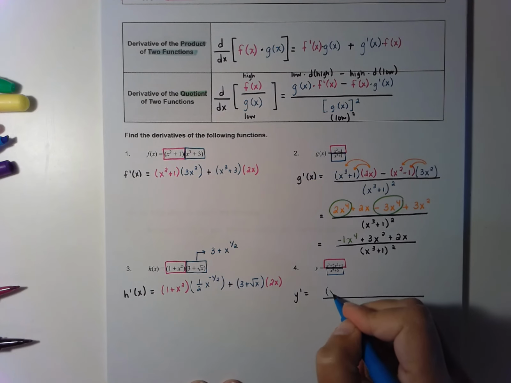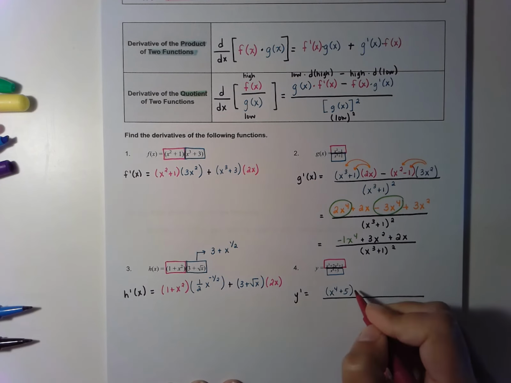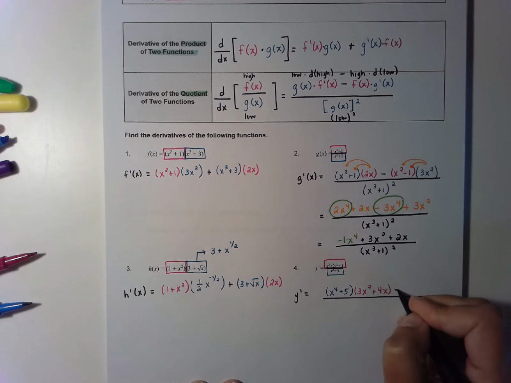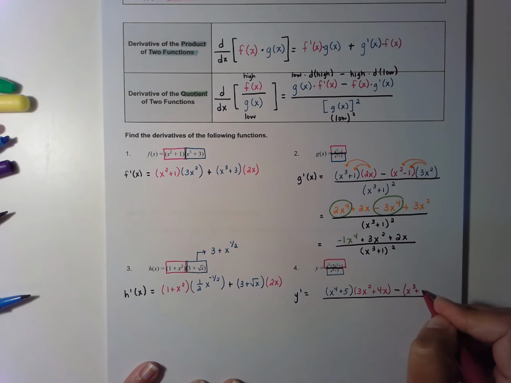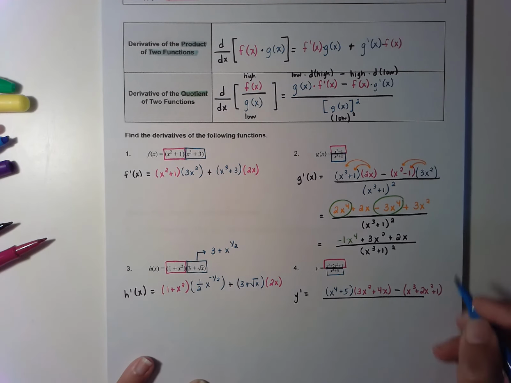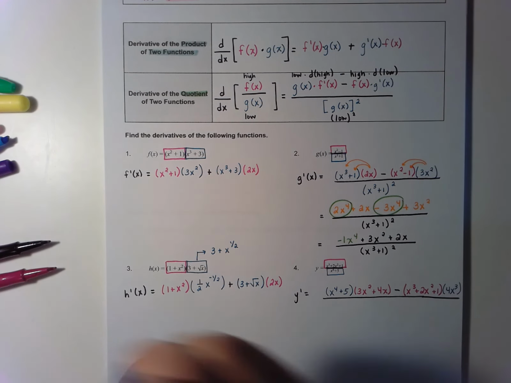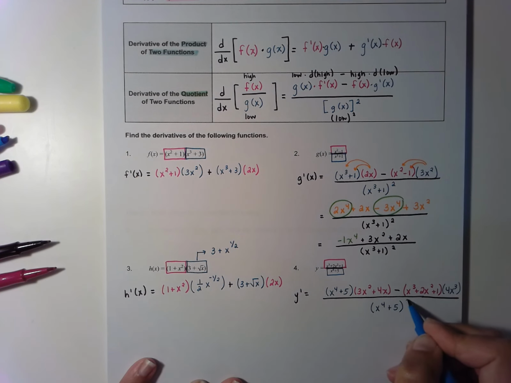So low would be x to the 4th plus 5. D high would be 3x squared plus 4x minus high, so copy the top, so x cubed plus 2x squared plus 1. D low, so derivative of the bottom would be 4x to the 3rd power. And low squared goes down below, so that would be x to the 4th plus 5 squared.